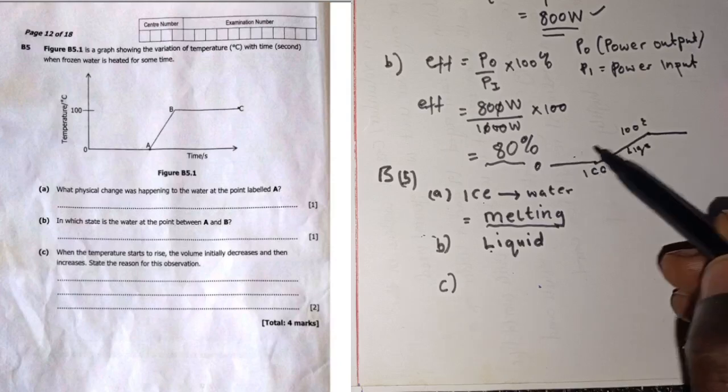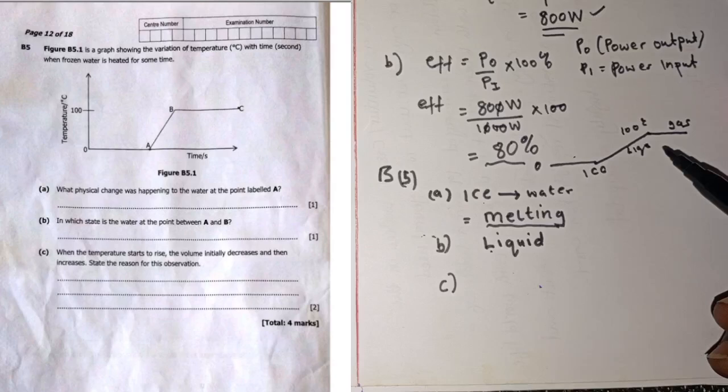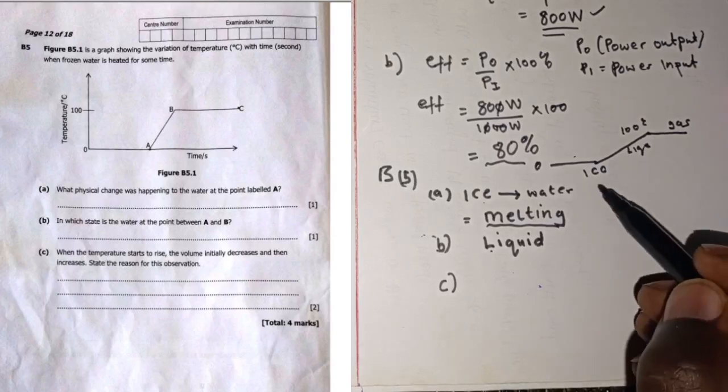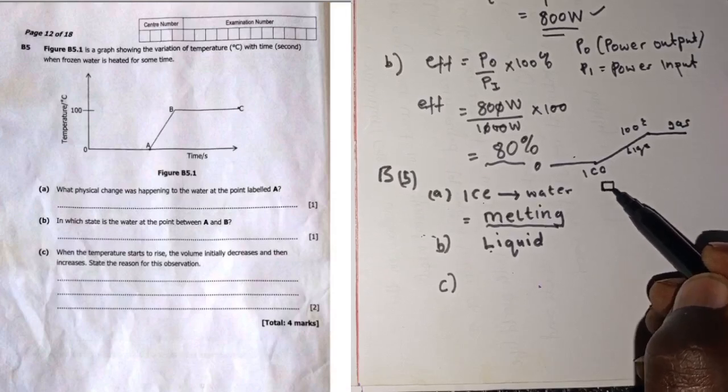So here is ice, and then here it becomes liquid, and then here it is now gas. Now the question says, when the temperature starts to rise, the volume initially decreases and then increases. State the reason for this observation. Ice is something like this.